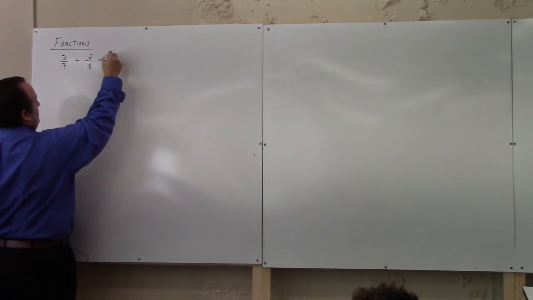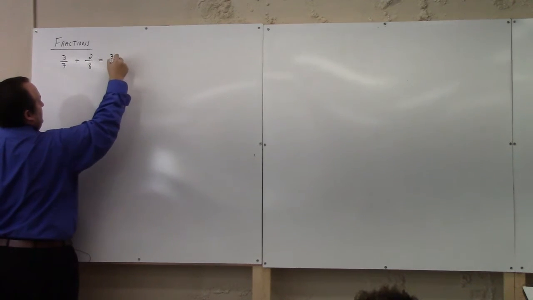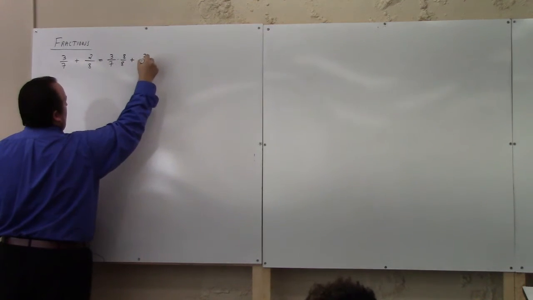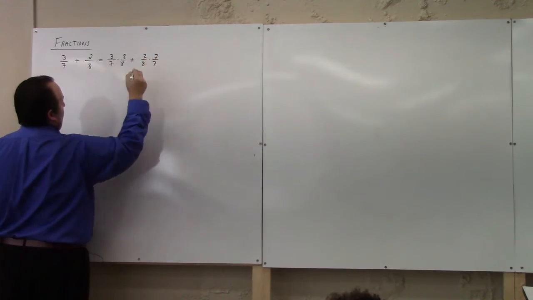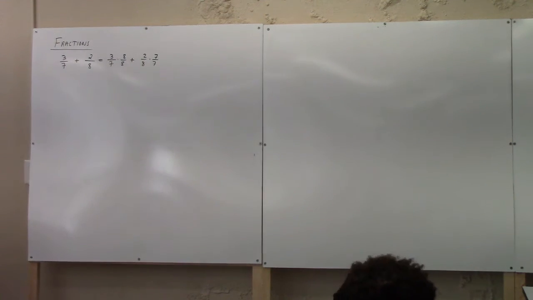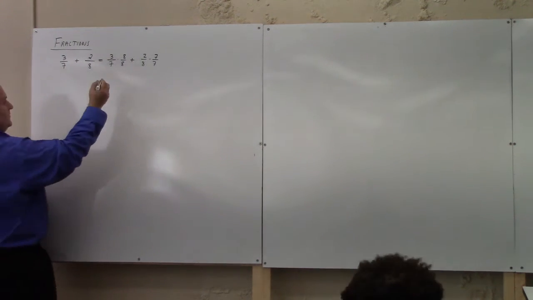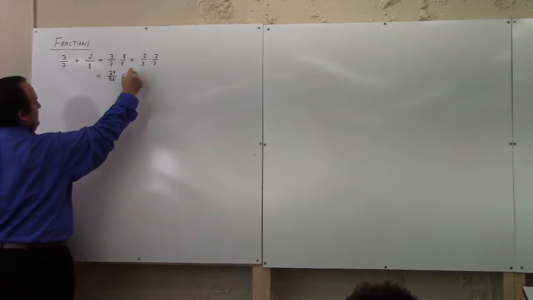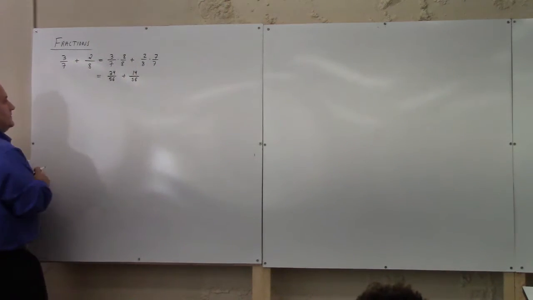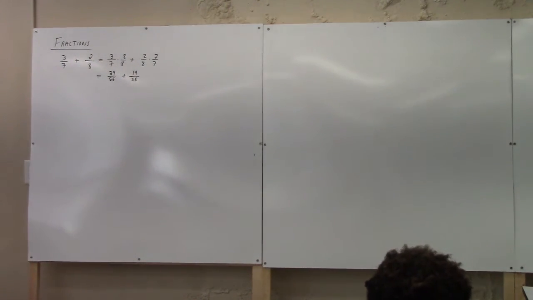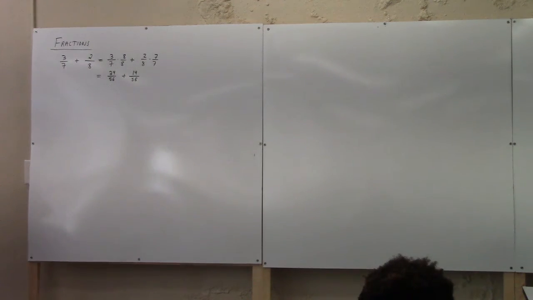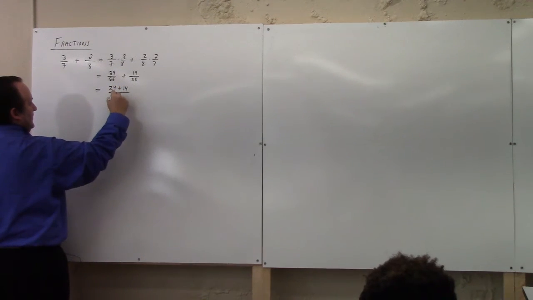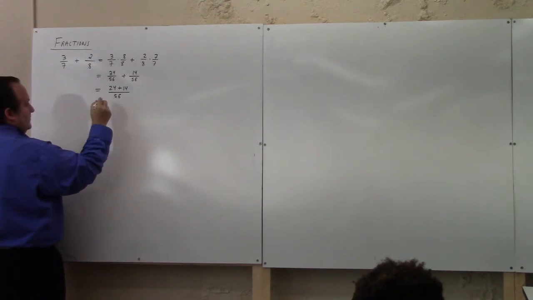Nothing really to do. So what you do is 3/7 times 8/8, plus 2/8 times 7/7, right? And what we've got is 24/56 plus 14/56. And now that we have the same denominator, we can add them, right? So we got 24 plus 14 over 56. What's that? Yeah, 38.